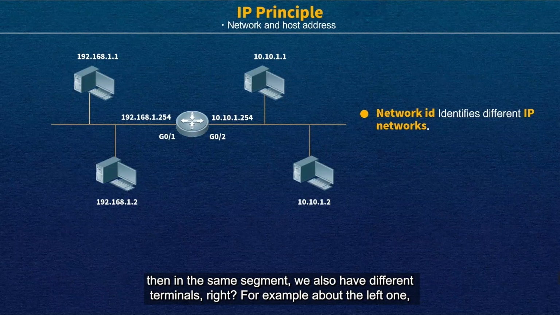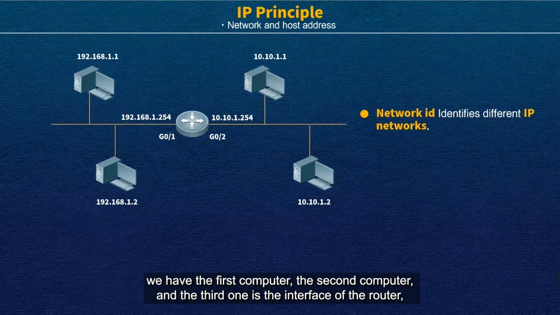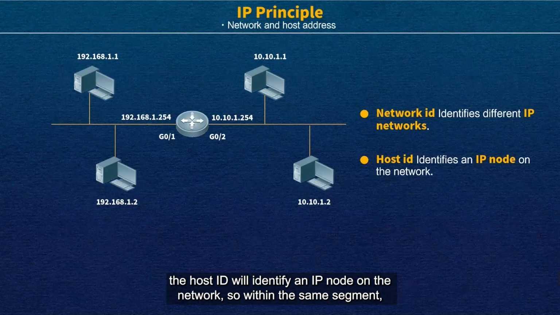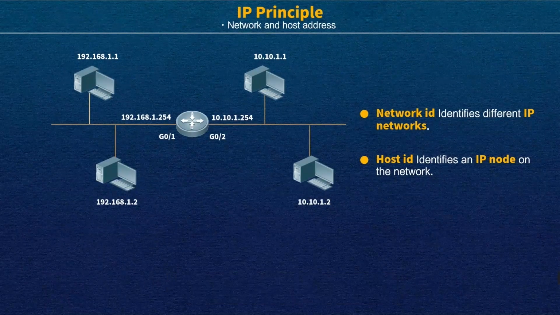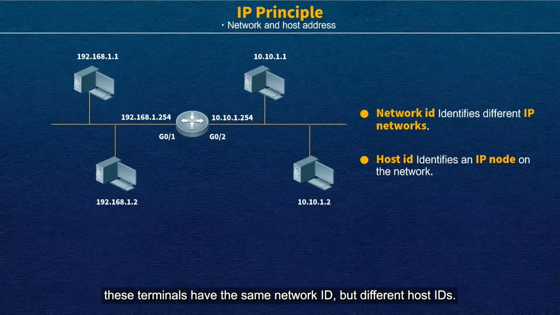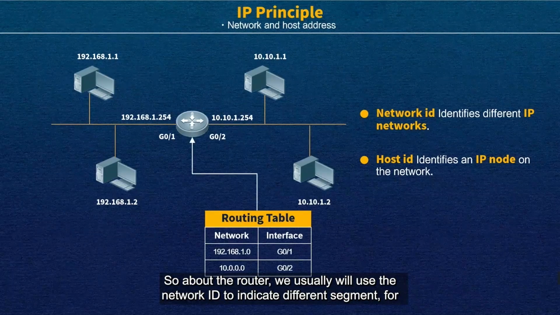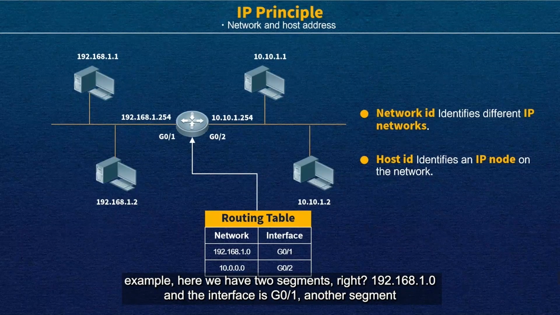And then in the same segment, we also have different terminals, right? For example, on the left, we have the first computer, the second computer, and the third one is the interface of the router. Then how do we distinguish different terminals in the same segment? This is the function of the host ID. So the host ID identifies an IP node on the network. Within the same segment, the terminals have the same network ID but different host IDs. But in different segments, the network ID is different, and the host ID is also different. So the router usually uses the network ID to indicate different segments. For example, here we have two sites, right?